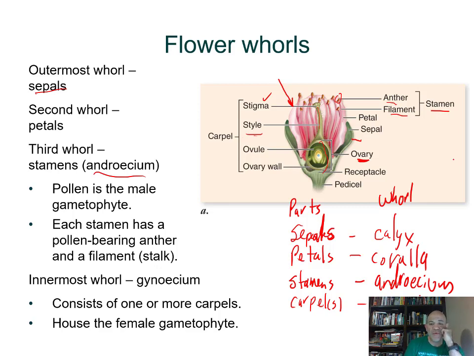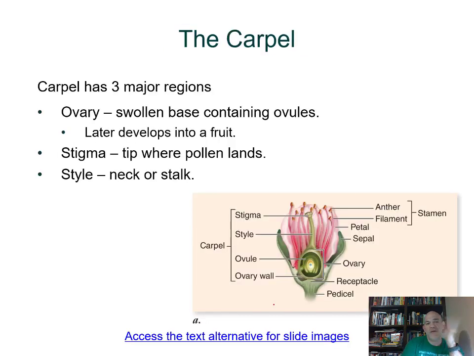So the names of the whorls, starting from the outside going in: calyx, which is made of sepals; corolla, which is the petals; androecium, which is the stamens; and then gynoecium. That whorl is made of the female parts, the carpels. So these are the male parts, and this is the female parts. And that would be a complete flower.